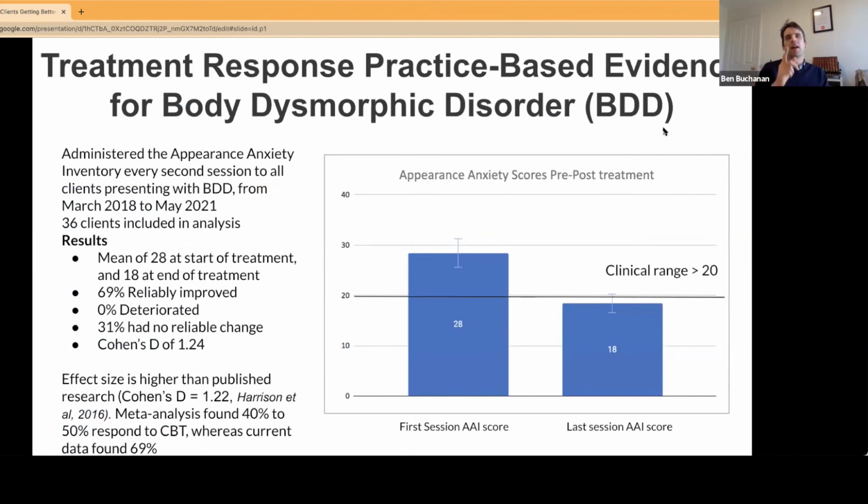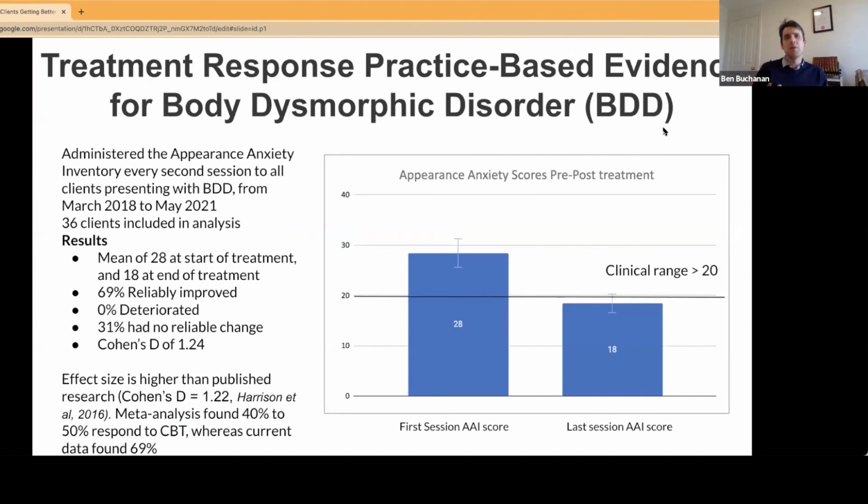This is my data on the slide for all my clients with body dysmorphic disorder from 2018 to 2021. So I exclusively work with clients with body dysmorphic disorder. I don't really take on any clients with different presentations. And so what I wanted to know was, am I any good at treating people with body dysmorphic disorder? Even though I may have studied it a lot and devoted my clinical career to it, I still wanted to know, am I actually effective?